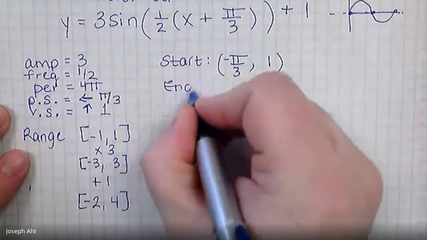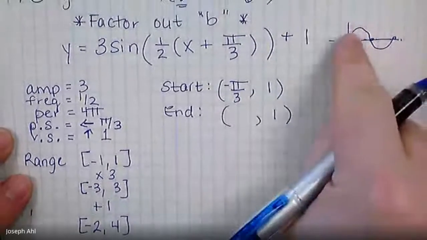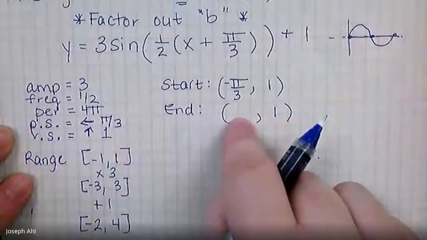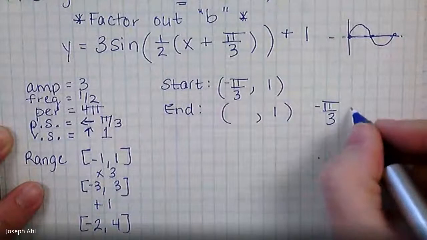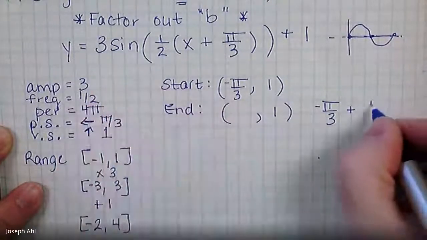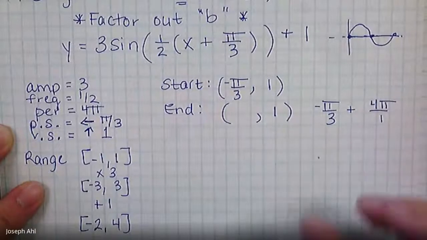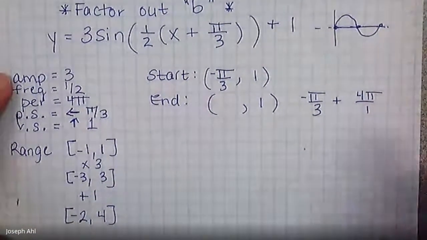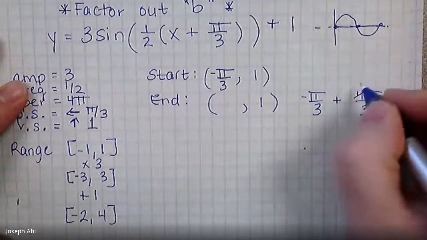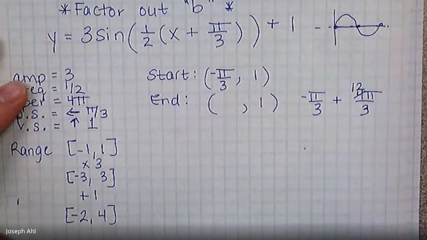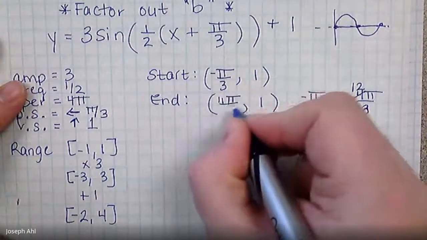Let's talk about the endpoint. We already said that it ends at the same height where it starts, so at 1. How do I get the end? Take the start and then add on how long it takes to complete a cycle, which, oh, by the way, is 4 pi. In order to add these together, just like we did a moment ago up above, we have to get a common denominator. If I multiply the bottom by 3, I have to multiply the top by 3 as well. So now that's 12 pi over 3. 12 plus -1 is 11 pi over 3.